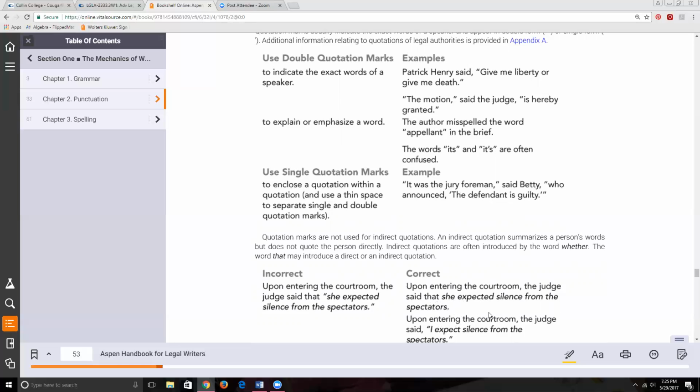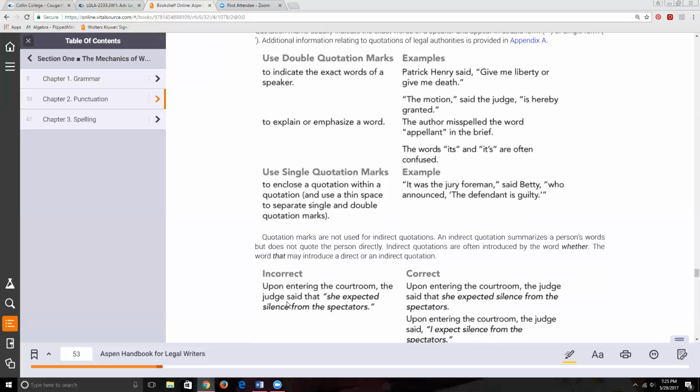Here's another way that the same idea could have been conveyed, but now we're using a quote. Upon entering the courtroom, the judge said, "I expect silence from the spectators." These are her exact words. You notice that the word "that" is no longer here, and we have quotations around the words that were actually stated. Let's look at what's incorrect here.